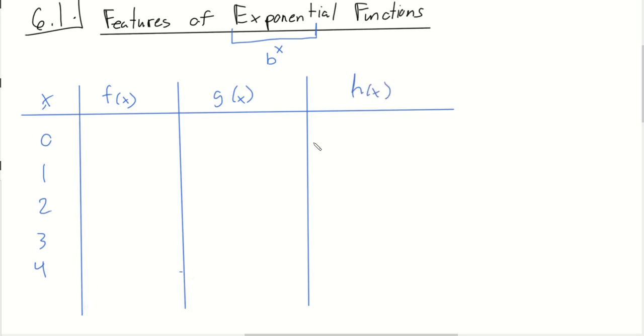So we got 3 different functions. F of x would be 1, 4, 7, 10, and 13. G of x would be 1, 2, 4, 8, and 16. H of x, 1, 3, 9, 27, and 81.